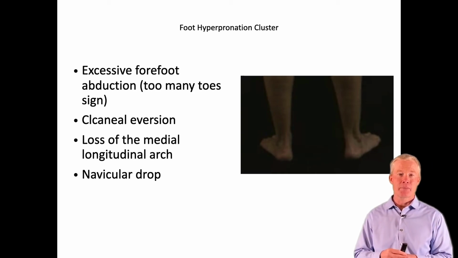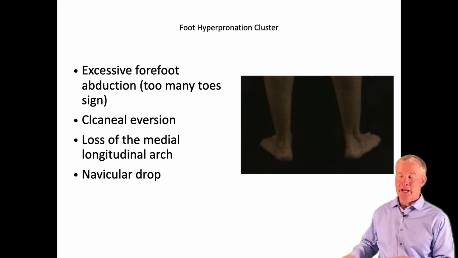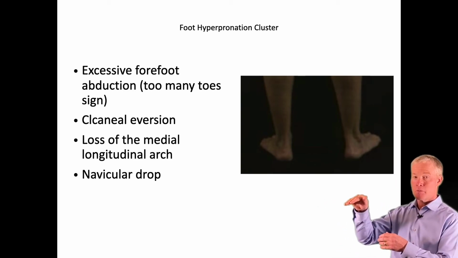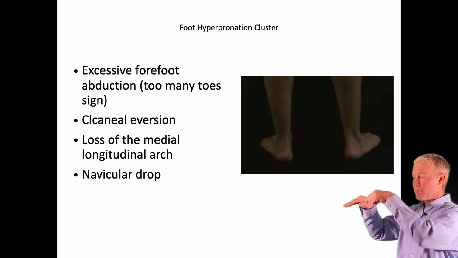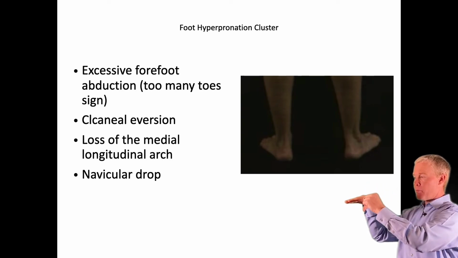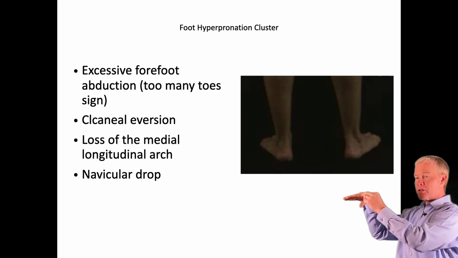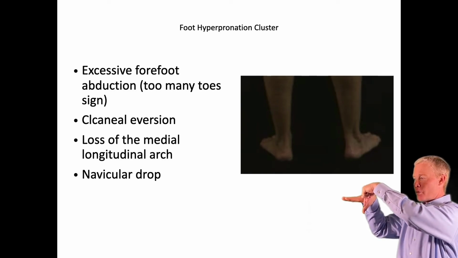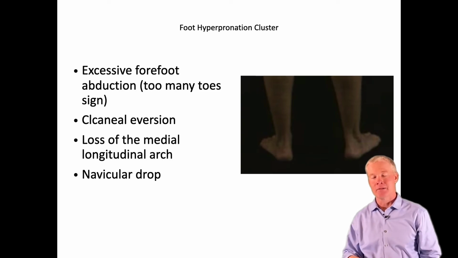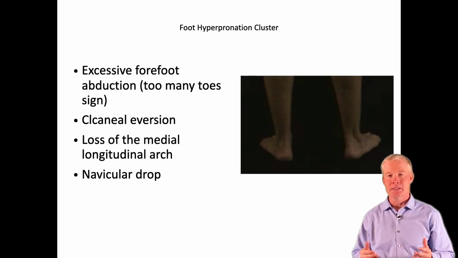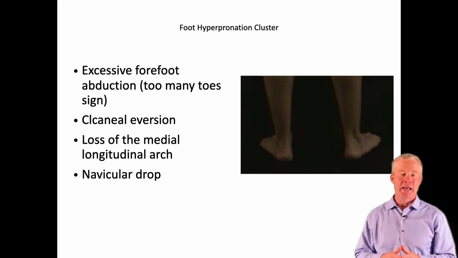So navicular drop can be objectively measured by having that patient stand with their foot on the floor but not weight bearing, take an index card and put a dot on their navicular, put the index card on the floor and put the dot on the index card next to the navicular, have them bear weight and see how far does that drop down. And that shouldn't drop down more than about 7 millimeters. If it does, then that's hyperpronation.